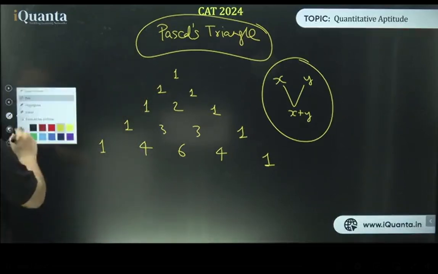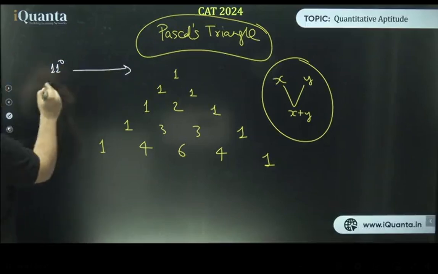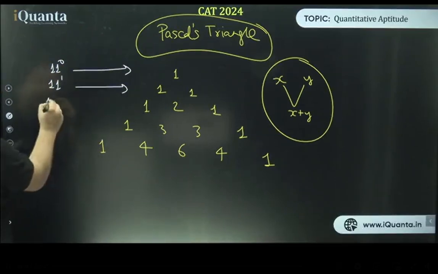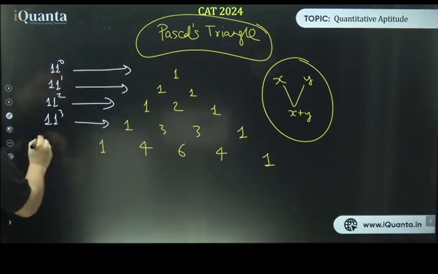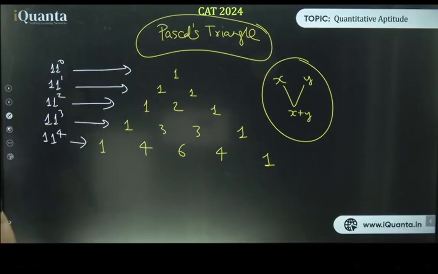11 की power 0 is equal to 1. 11 to the power 1 is equal to 11. 11 to the power 2 is equal to 121. 11 cube is 1331. 11 to the power 4 is this. And keep on making this. No problem at all. ठीक है? Is that clear, everyone?